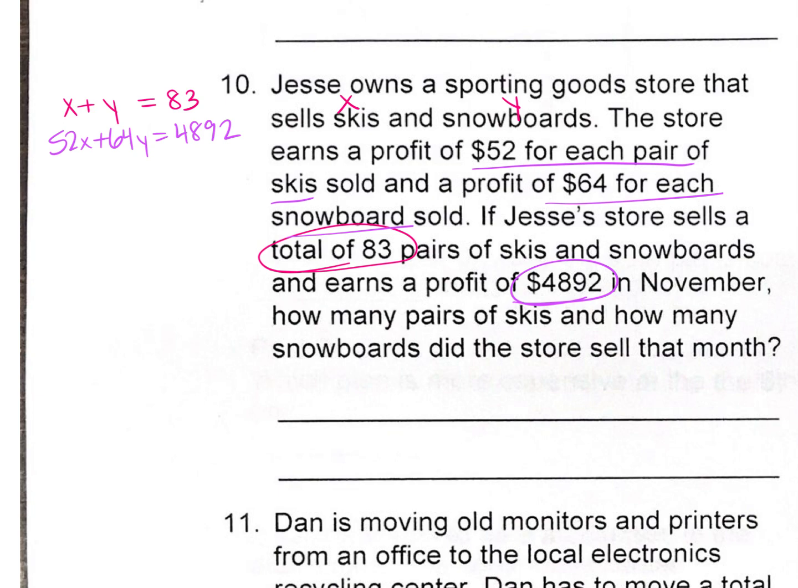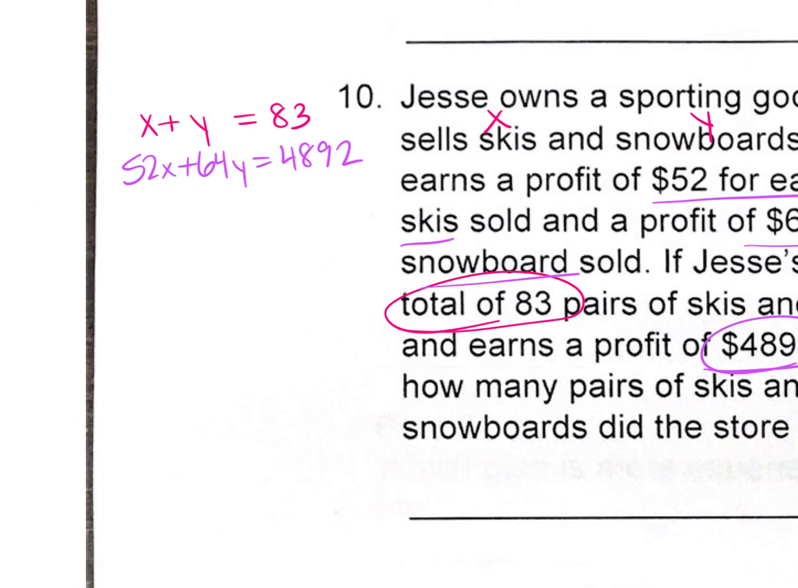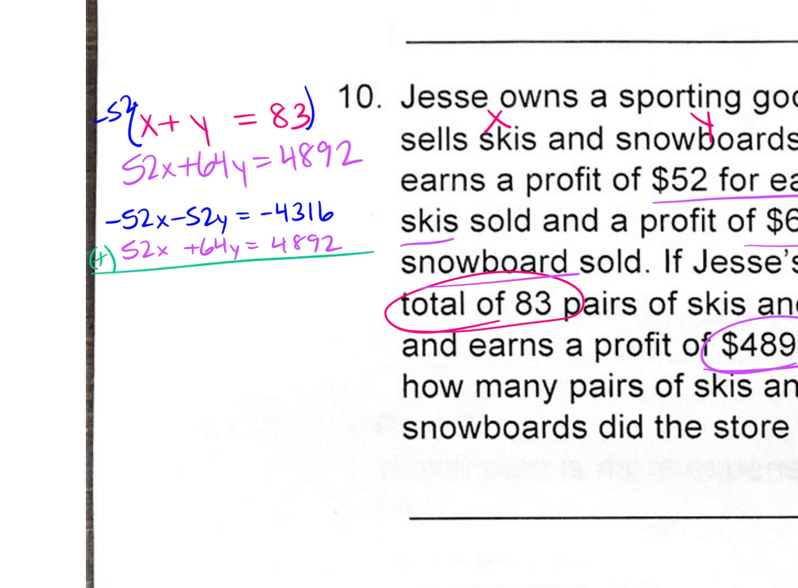I'm going to start by getting rid of X. So I'm going to multiply that top equation by negative 52, which the result is negative 52X minus 52Y equal negative 4,316. And then the second equation will stay the same. And we'll add the equations together to eliminate the x's and get 12y equal a positive 576. Divide both sides by 12 to get that y is 48.